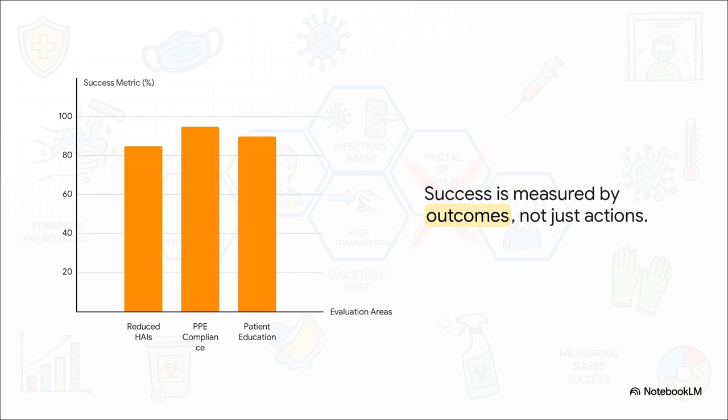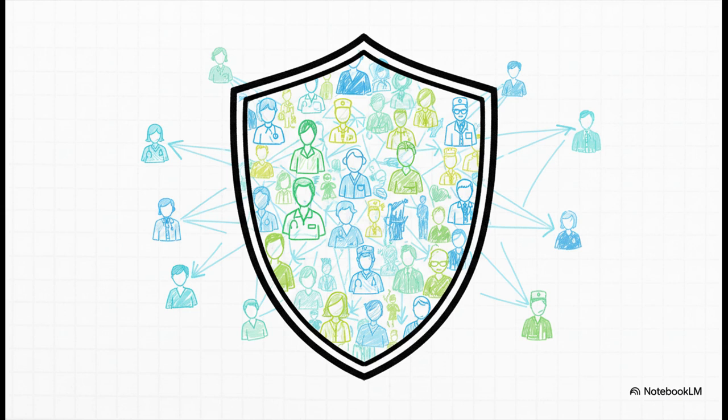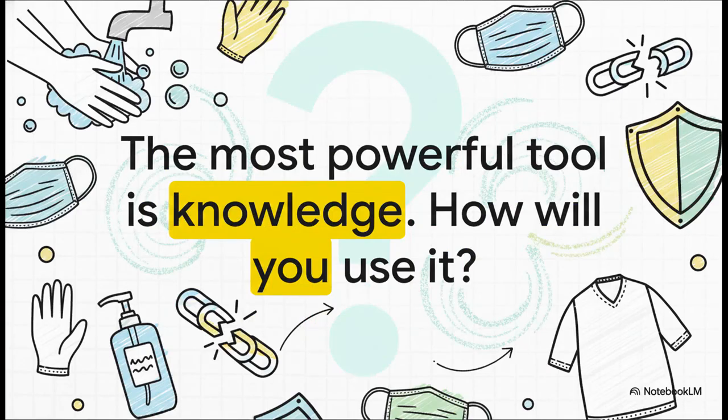strategy is actually working. Because ultimately, this isn't just about following a bunch of rules. It's about creating a collective mindset, a real culture of safety where every single person understands their part in protecting themselves and everyone else. Because in the end, the most powerful tool we have isn't a mask or a glove. It's knowledge. It's understanding this simple chain and knowing that you have the power to break it, whether you work in a hospital or you're just trying to avoid the flu this winter. So the real question is, now that you have the playbook, how are you going to use it?